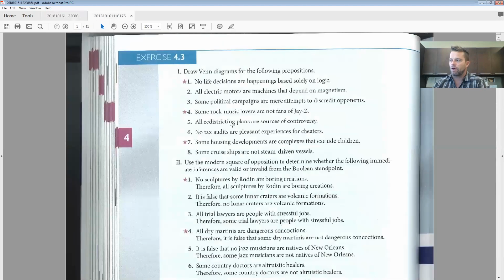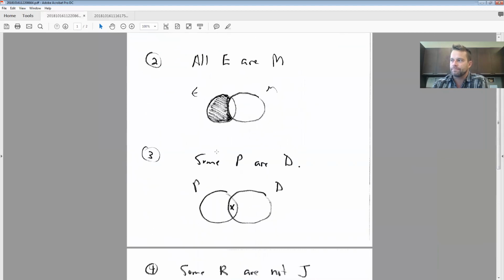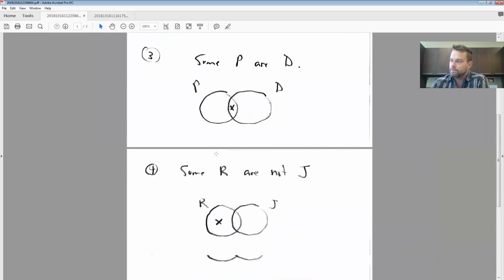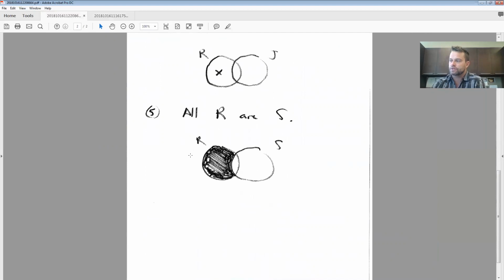And finally, number five, all redistricting plans are sources of controversy. Notice that this is the A form statement. It matches number two. So once you memorize these, it's pretty easy. They're going to have the same Venn diagram structure.